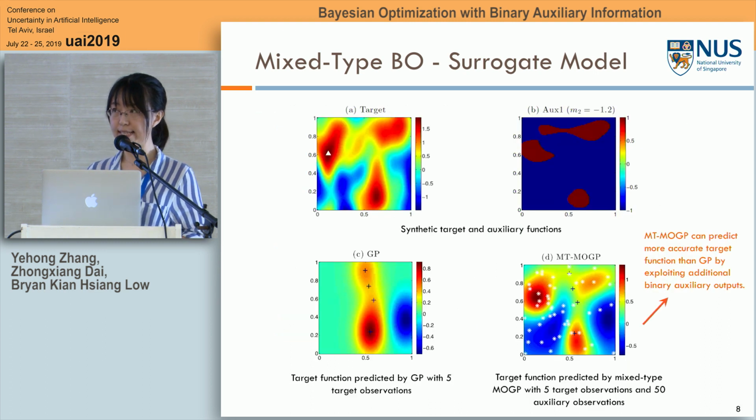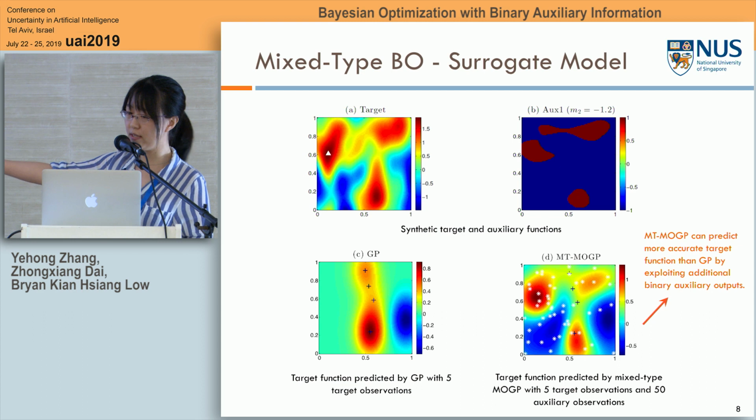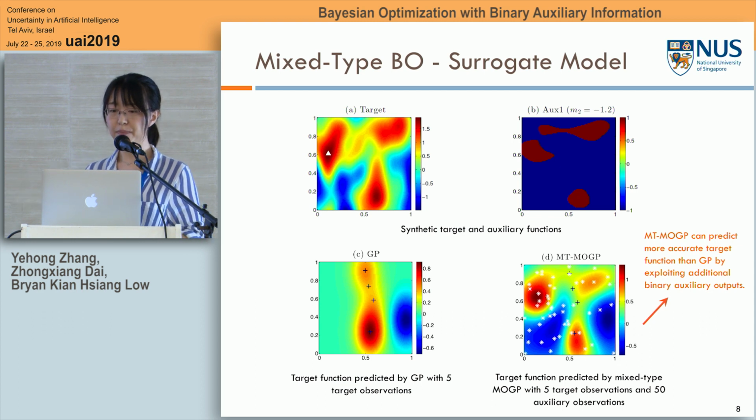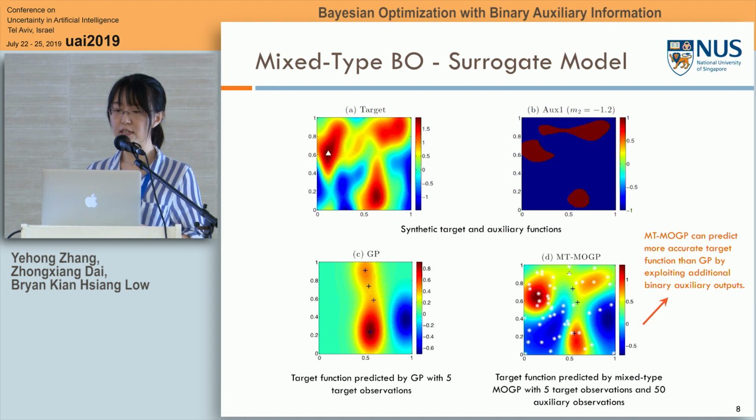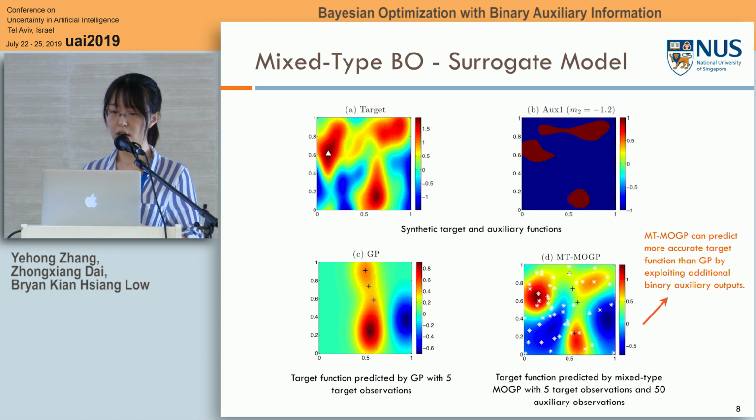So this is an example of the results of the normal GP and the mixed type MOGP. Here, the observations are collected from a pair of synthetic target and auxiliary functions, which are shown in figures A and B. By comparing the results in figures C and D, we can see that by exploiting additional binary auxiliary observations, which are shown as the white color markers in figure D, the mixed type multi-output GP can actually predict a more accurate target function than the normal GP.